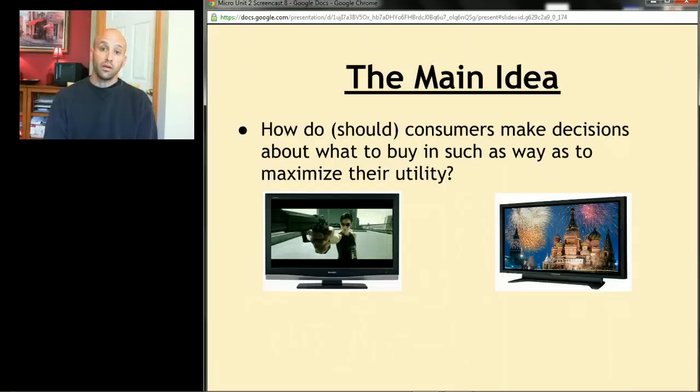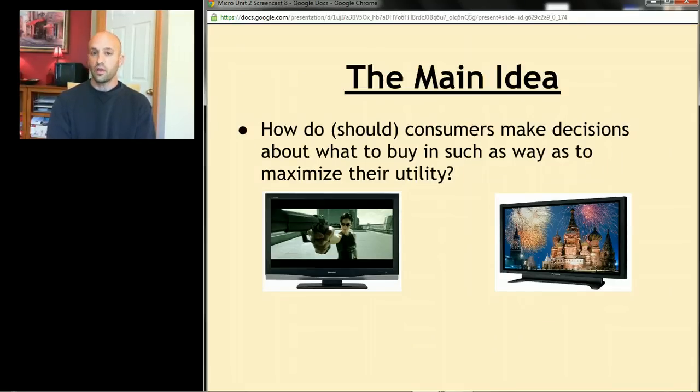Alright, so the main idea is to deal with this question. How do or should consumers make decisions about what to buy in such a way as to maximize their utility? So I want you to imagine that you're in the market for a new television. You walk into a store and you see these two televisions, the one on the left and the one on the right, and you have to decide which one to buy. Let's just assume that there's only two to choose from and you're definitely going to buy one of these two.